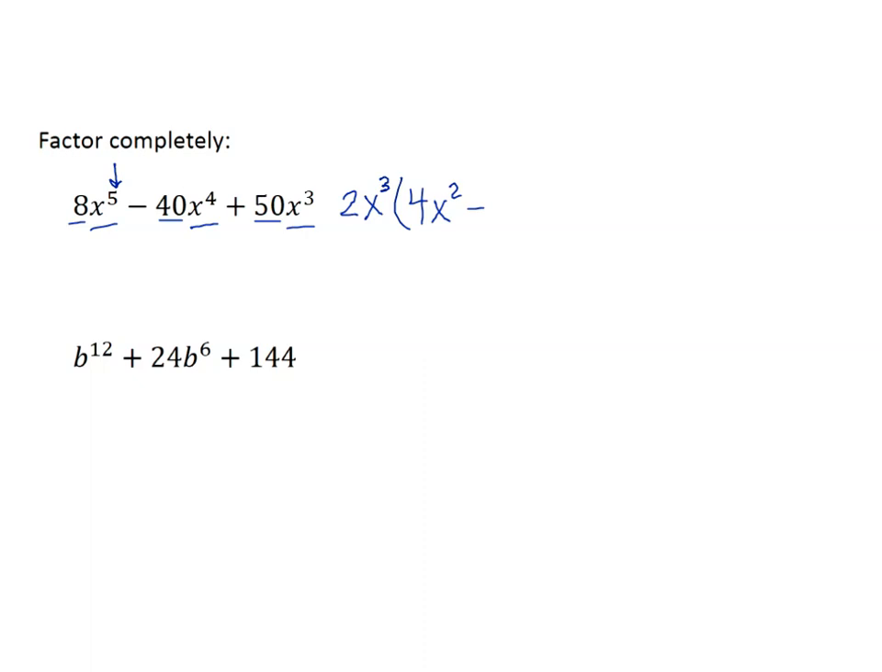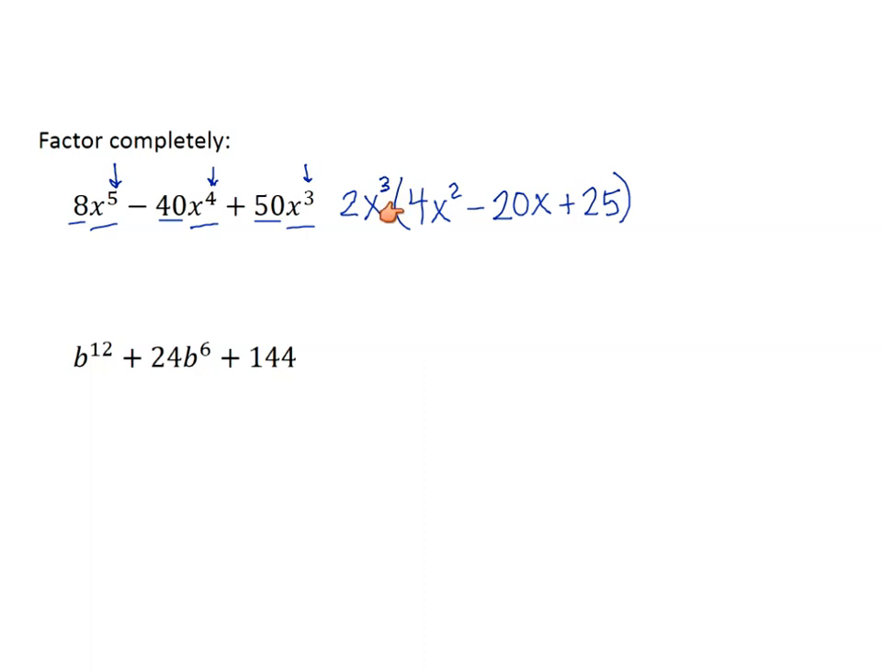In my next term, the 40 divided by 2 will give me 20. And x to the 4th, if I take out 3 of them, that's going to leave me with just an x. And then in the last term, 50 divided by 2 is 25. And x to the 3rd, if I'm taking out x to the 3rd, then that's it.